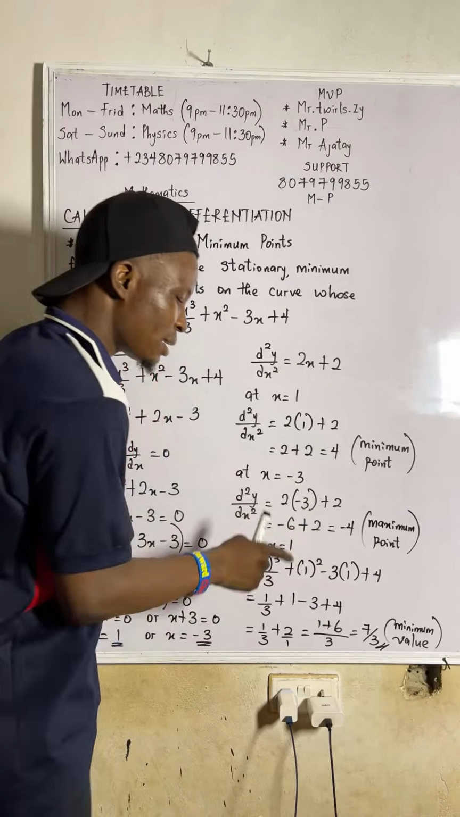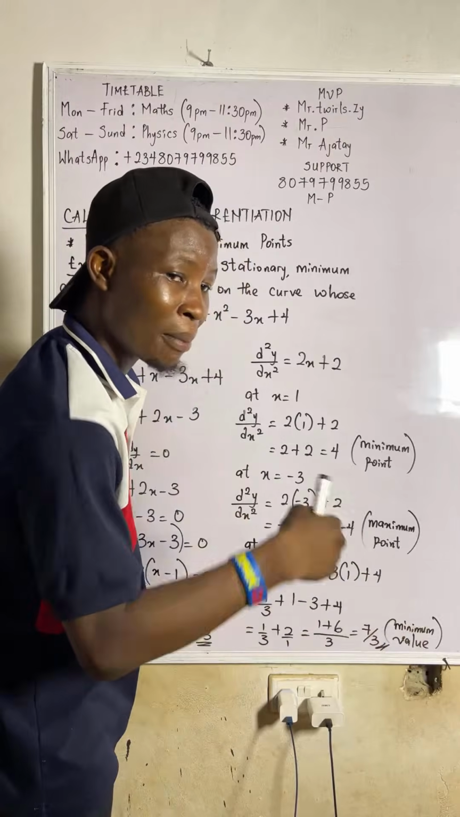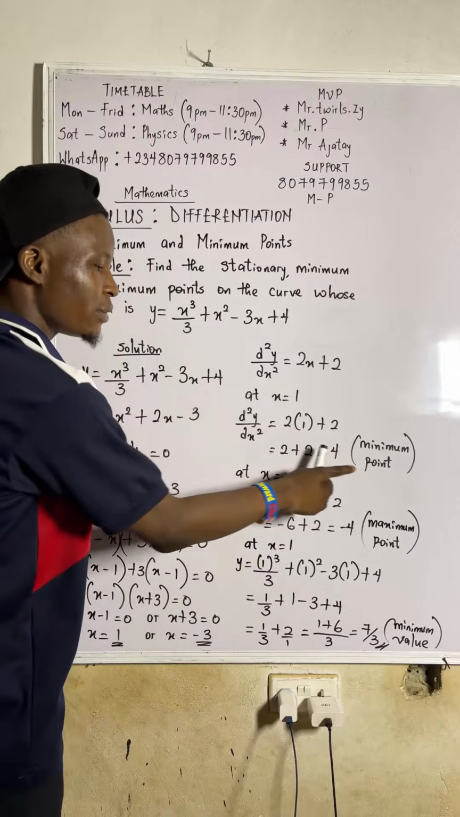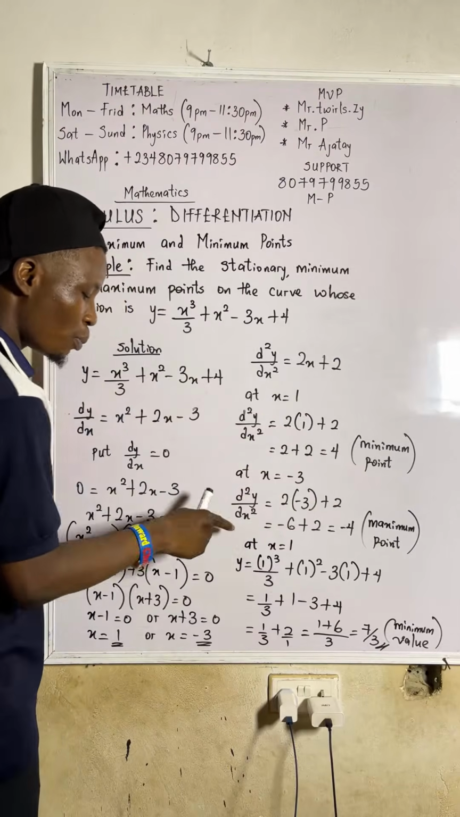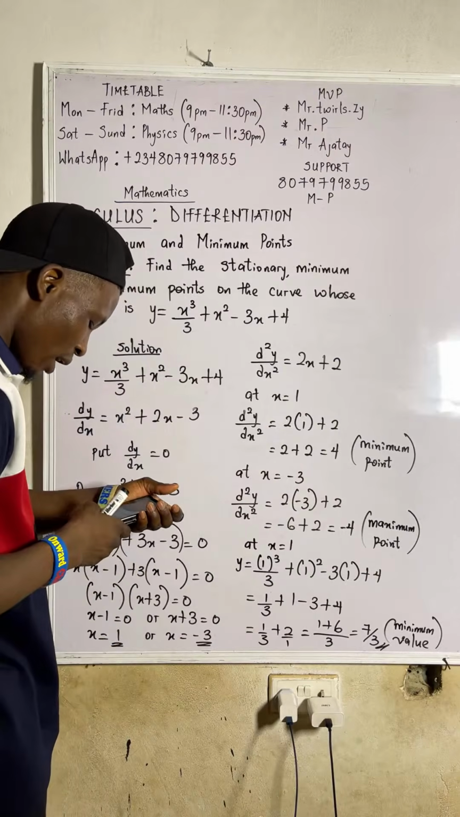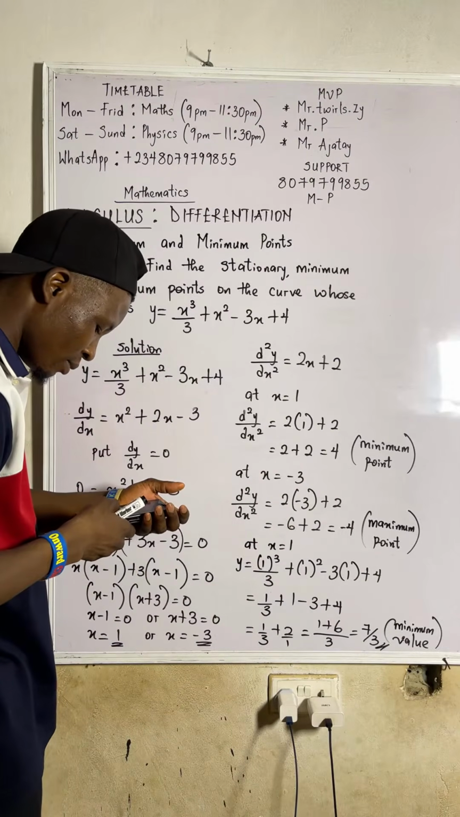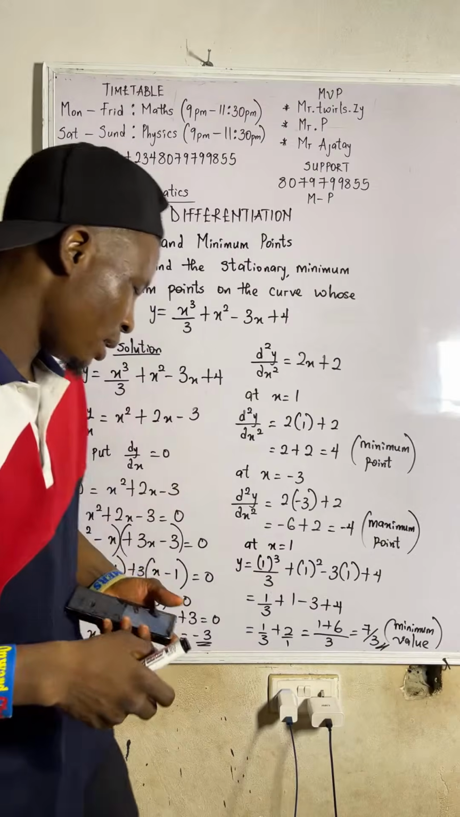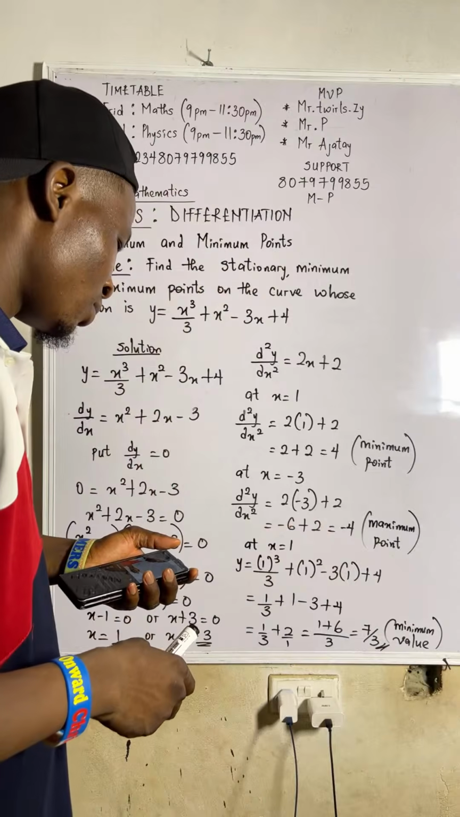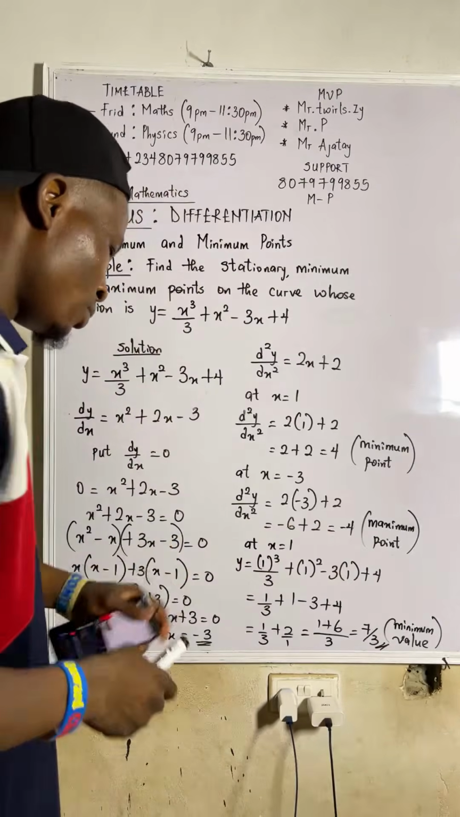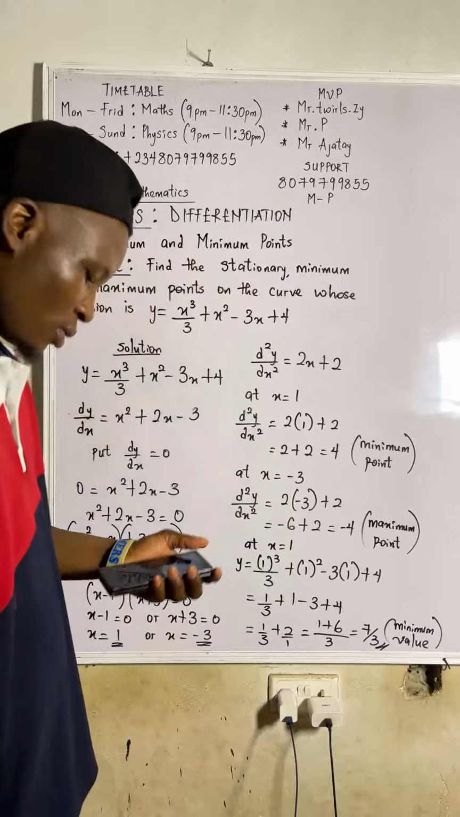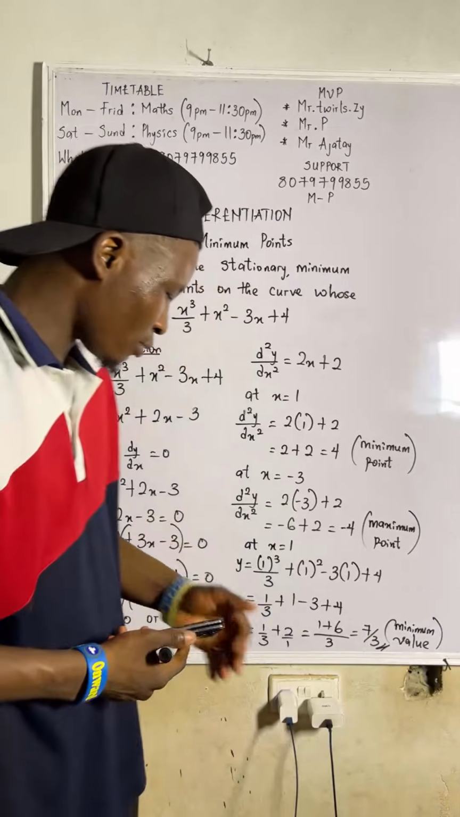So how do you get minimum value and maximum value? Instead of putting it inside the second derivative to get your points, you won't put it there. These are the values of x. Can't you divide through by 3? No, you can't divide through by 3. It's not possible here. Here is LCM, you have to do the LCM.